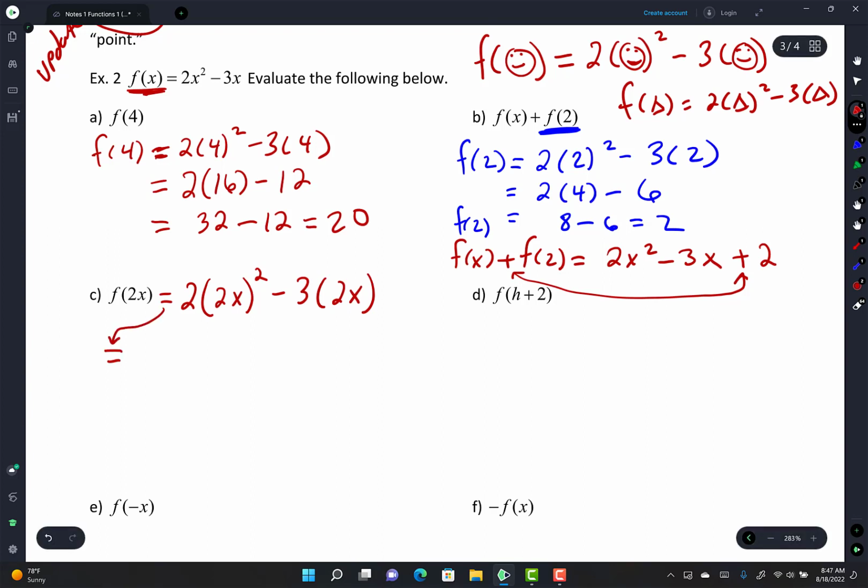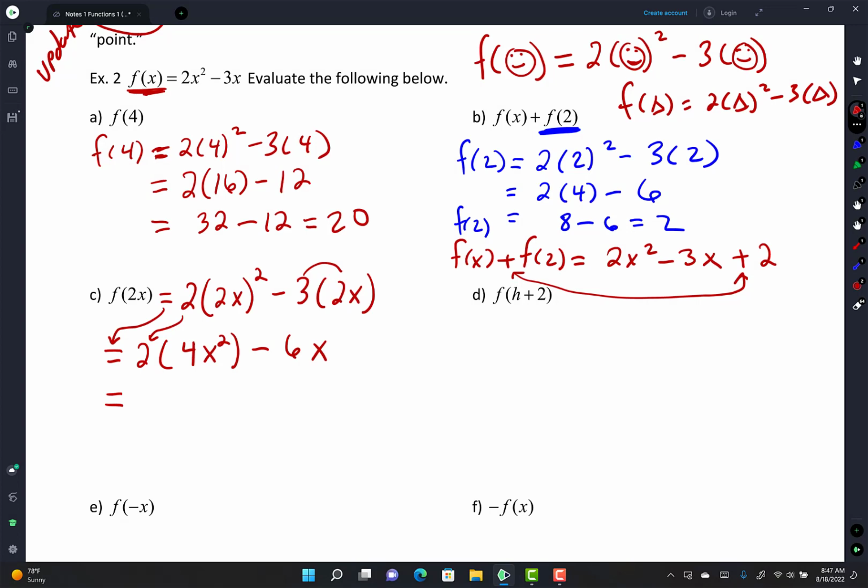I'm going to put an equal sign. I'm going to write the 2 first. Open parenthesis. I'm going to square that. 2 times 2 is 4. X times x is x squared. Close it. Minus, and then I'm just distributing that, right? 6x. I'll slow down. I sometimes go too fast, so you have to let me know, guys. Equals. I'm going to double the 4x squared. So 2 times 4x squared is 8x squared minus 6x. If you wanted to, you could factor something out, but I'm going to leave it right there. But there it is. How are we feeling?